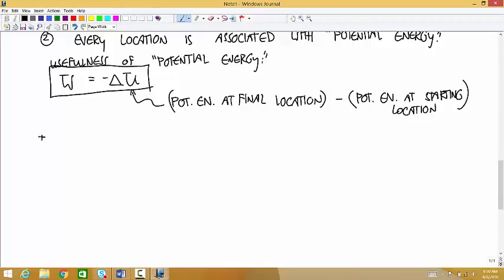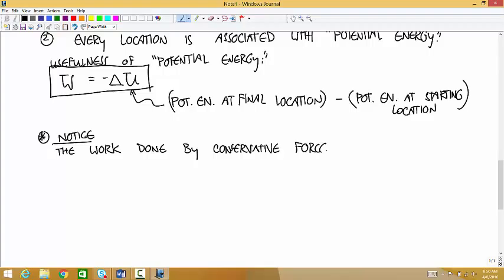All right, so notice. The work done by conservative forces is path independent. It only depends on the starting and ending locations.